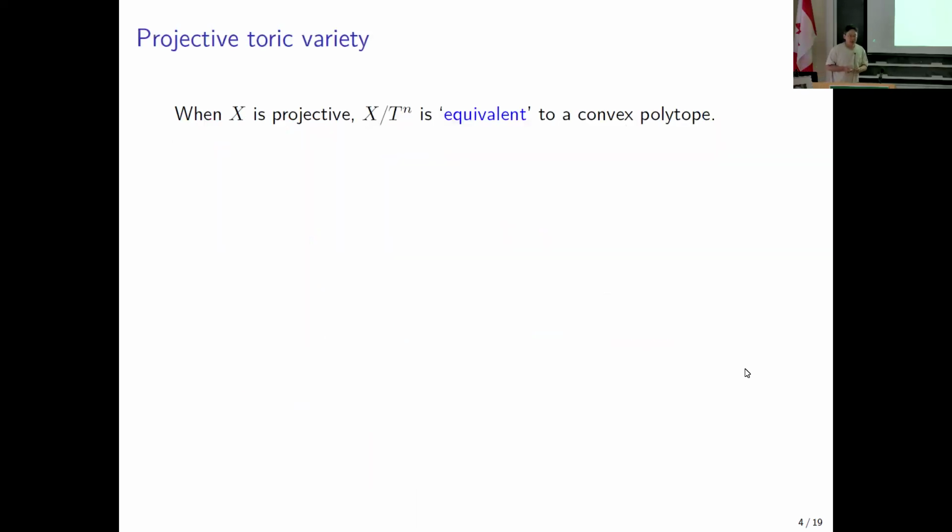When X is a projective toric variety, then as you may expect, you can think of the quotient space, but there is a nice equivalent relation between the orbit space and convex polytope. So here I just emphasize the equivalence. It's not a mathematical statement at all. There are so many correspondences between these two. I would say, roughly speaking, that's all about toric topology and toric geometry: to understand what this equivalence is.